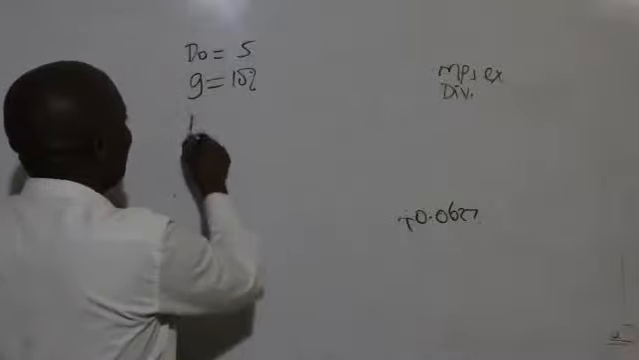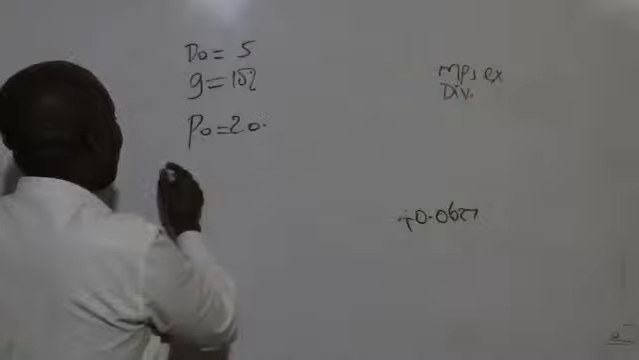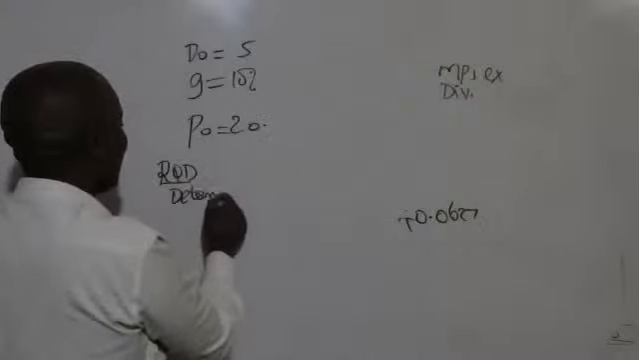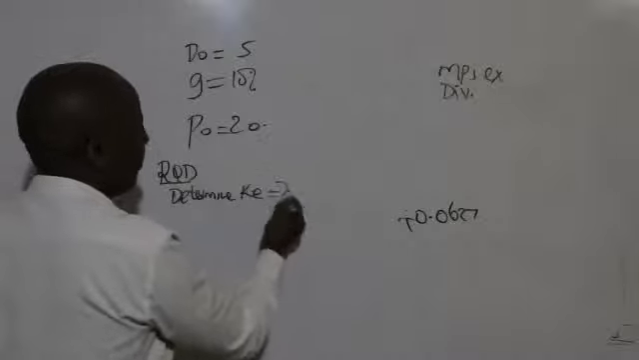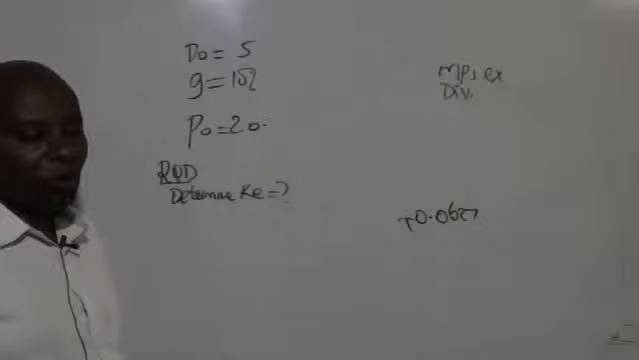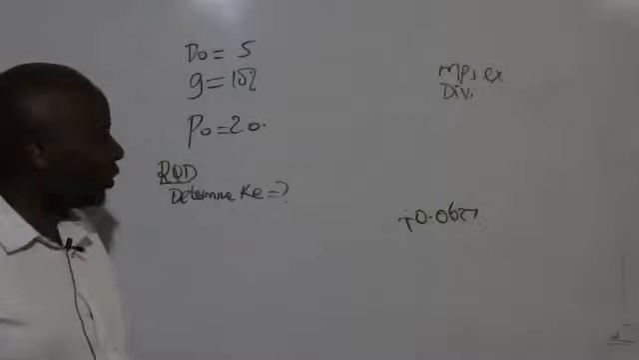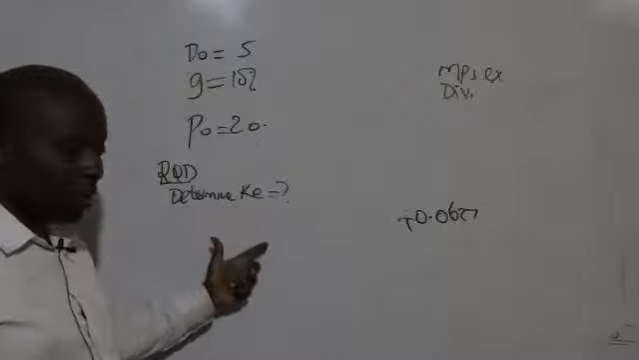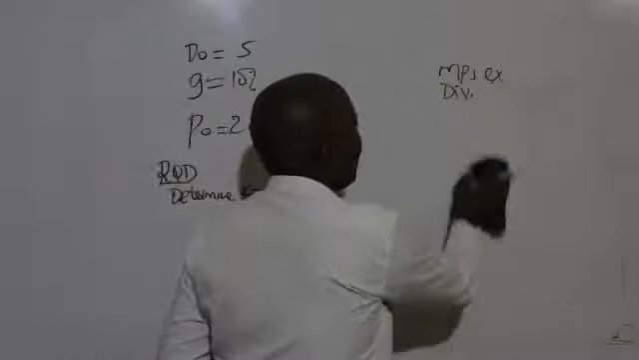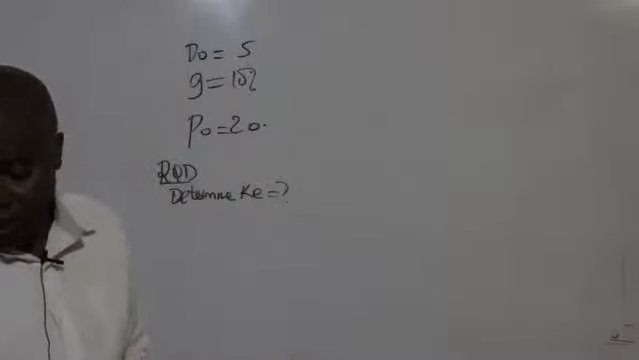They have given us P0, which happens to be 20. And then they require us to determine Ke, the cost of equity. How do we get the cost of equity?